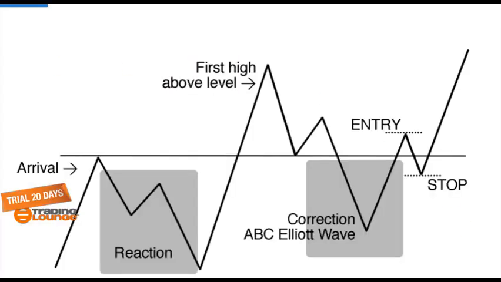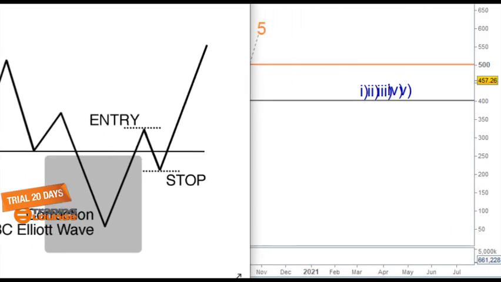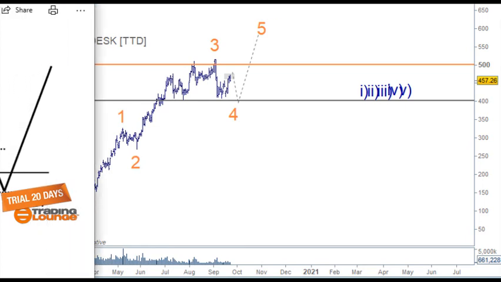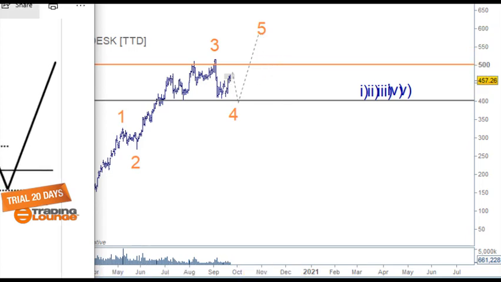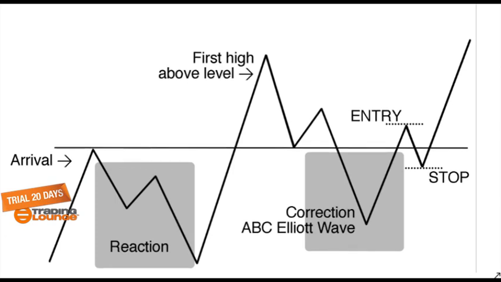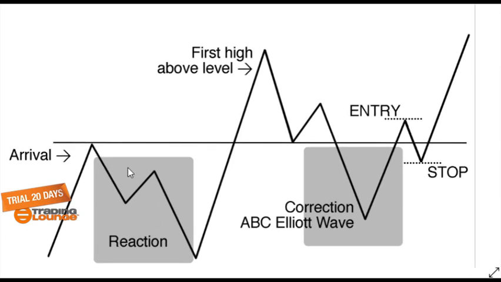Across the level at the moment in this stock, the 500 here, we can see that we've got the arrival and the reaction. So we're still looking for the first high above the level, and then we'll see an ABC correction here. So this is basically the pattern: the arrival, the reaction.